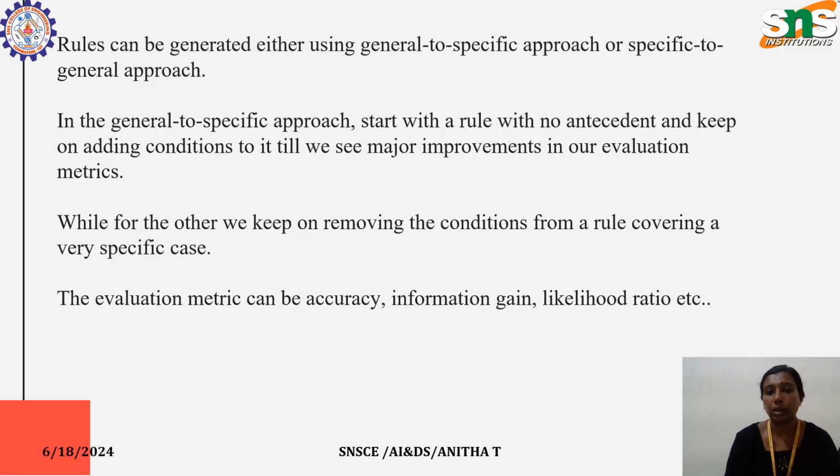Rules can be generated either using a general-to-specific approach or a specific-to-general approach. In the general-to-specific approach, we start with a rule with no antecedent and keep on adding conditions to it till we see major improvements in our evaluation metric, while for the other we keep on removing conditions from a rule covering very specific cases. An evaluation metric can be accuracy, information gain, likelihood ratio, etc.